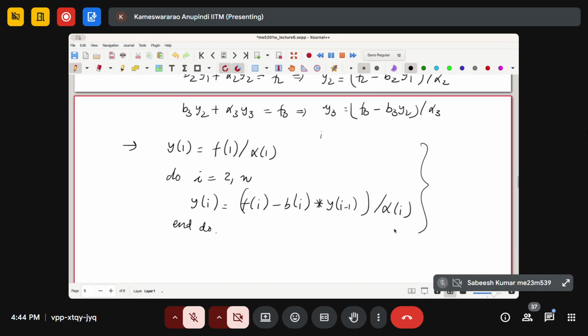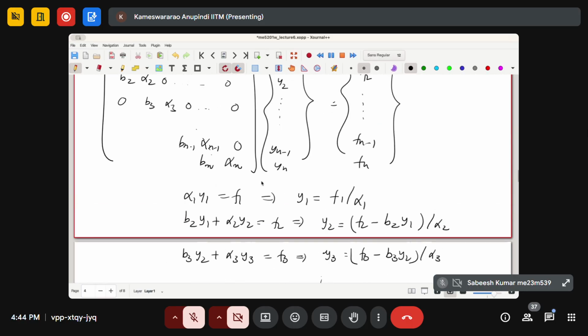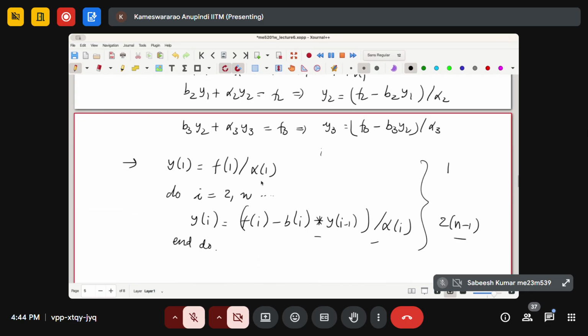If you count the number of operations here, you have one division here, and then n minus 1 into 2. You have one division, one multiplication for each of the i's, and then it goes to n minus 1. So you see that the LU decomposition itself is actually cheaper than the forward substitution, because the forward substitution is 2 times n minus 1 plus 1, whereas the LU decomposition itself was just 2 times n minus 1. So it is kind of embarrassingly small because we were able to take advantage of the sparsity of the matrix.